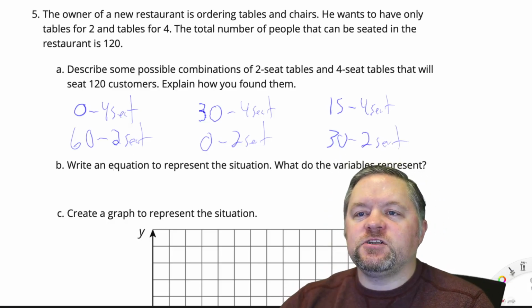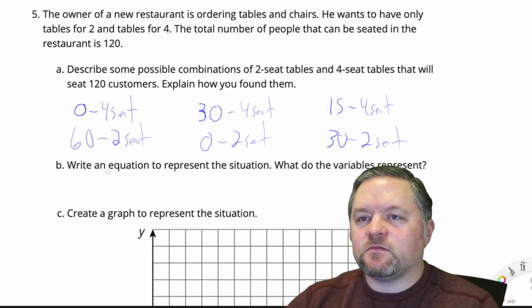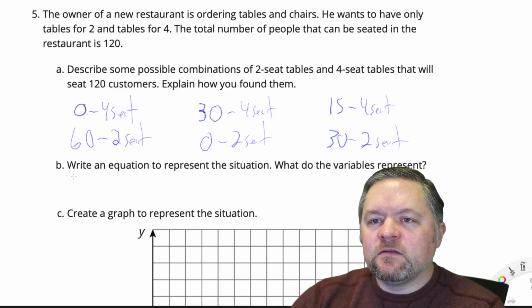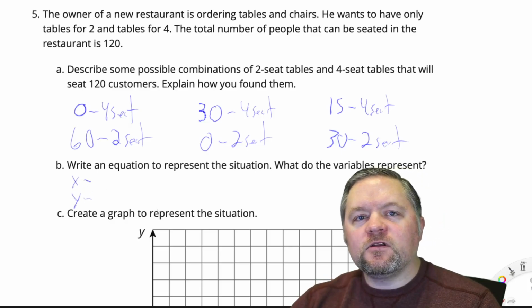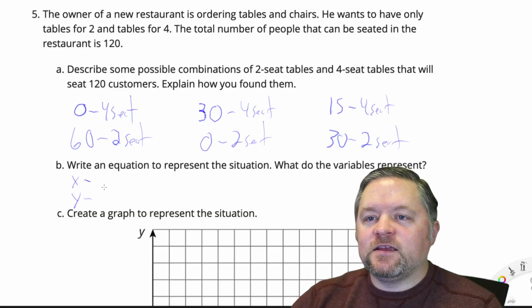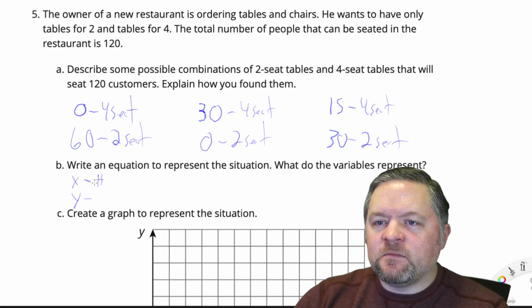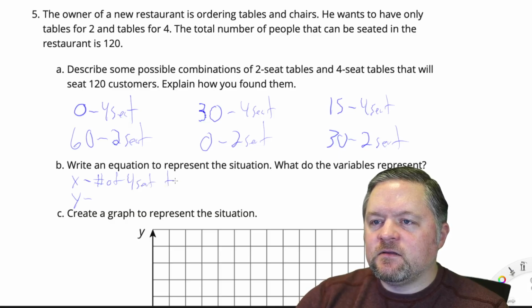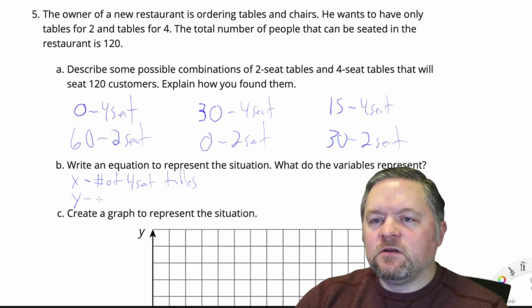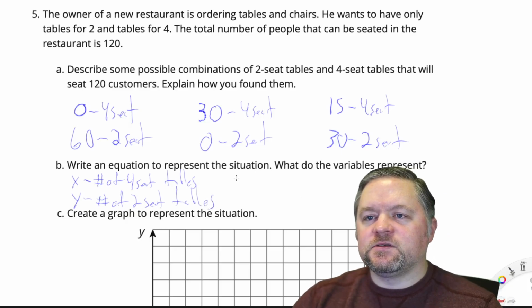Now, write an equation to represent this situation. Well, we would need first X and Y. What are they going to represent in this situation if we're going to write an equation? Well, let's have X be a 4-seat on top. So X will be the number of 4-seat tables. Y will be the number of 2-seat tables.